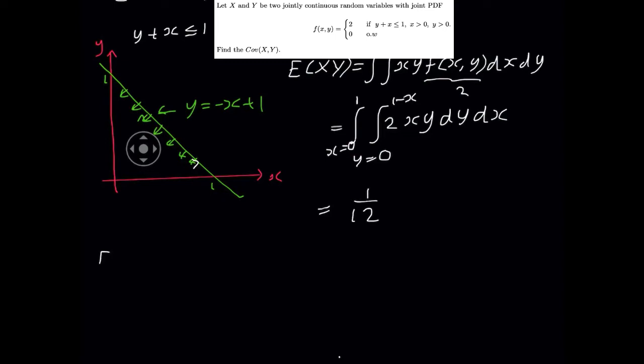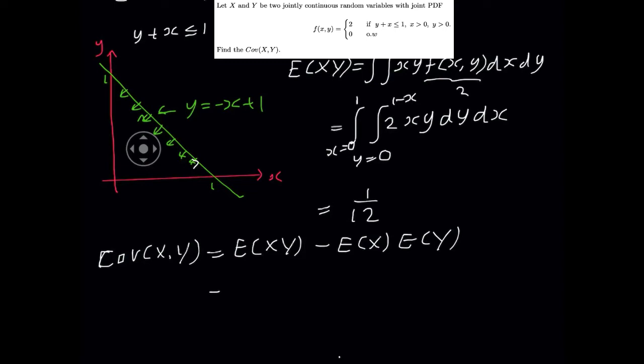Now we know the covariance of XY equals the expected value of XY minus the expected value of X times the expected value of Y. So what is the expected value of XY? 1/12 minus 1/3 times 1/3. So this equals negative 1 over 36.